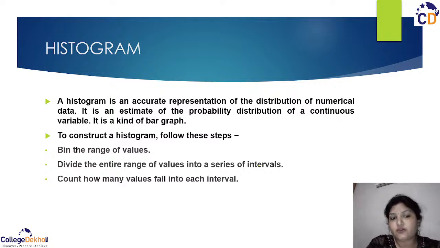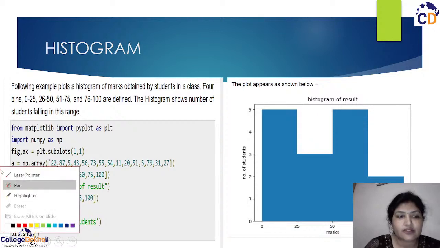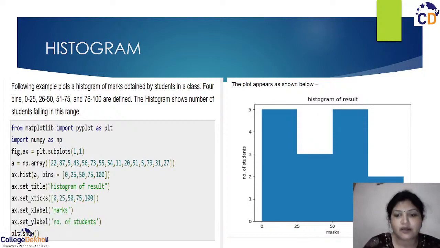A bin is a range of values. Divide the entire range of values into a series of intervals and count how many values fall into each category. So it is very important when we are defining a histogram. Now how to use this? There are 4 bins, with 0 to 25. We have taken these 4 bins because many students get confused about what a bin is. A bin is nothing but a range of values. So the first bin that we have taken is this one.